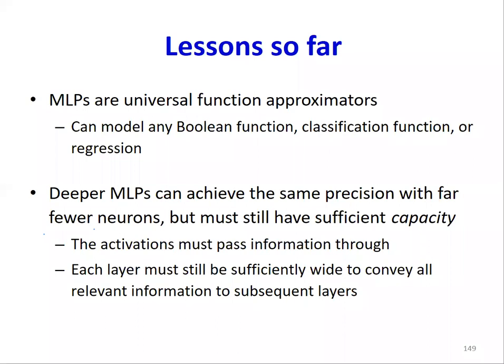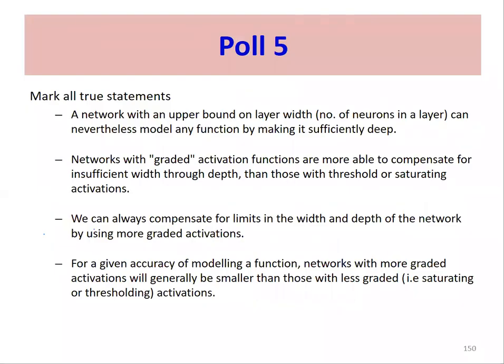it loses information, right? So the lessons we've learned so far are: MLPs are universal function approximators. They can model any Boolean function, classification function, or regression. Deeper MLPs can achieve the same precision with far fewer neurons, but must still have sufficient capacity. The activations must pass information through. In spite of this, each layer must be sufficiently wide to convey all relevant information to subsequent layers. Here's a last poll, and then I have one more minute.